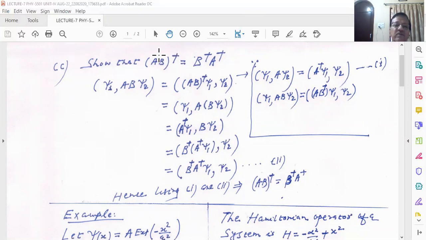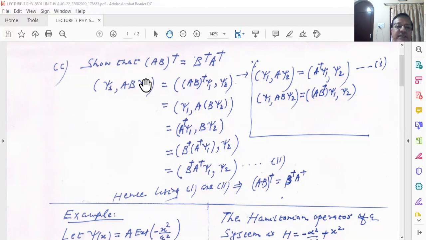What we would like to derive is that the operator product AB dagger is equal to B dagger A dagger. B dagger is the self-adjoint, the Hermitian adjoint of operator B. A dagger is the Hermitian adjoint of operator A. And this adjoint of an operator is the self-adjoint, which we have discussed also. So now I want to prove this.